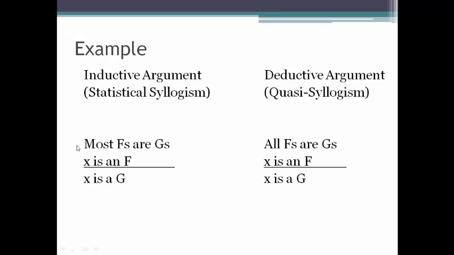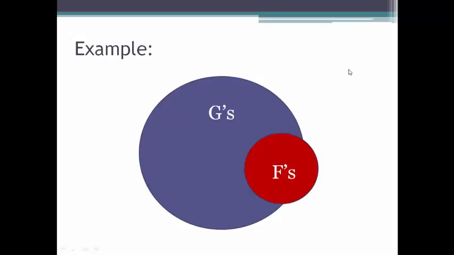Contrast that with this: most F's are G's, X is an F, X is a G. The picture looks like something like this. We know that most of the F things fall inside the G category, but not all of them do. So we can't conclude with certainty that the X, which falls somewhere in here, is also one of the G's. It's not the case that if the premises are true, the conclusion also must be true.